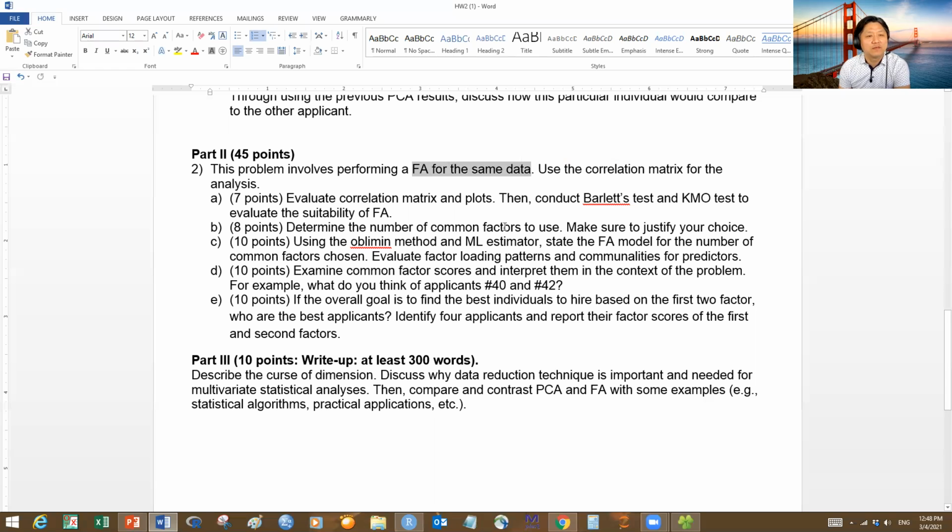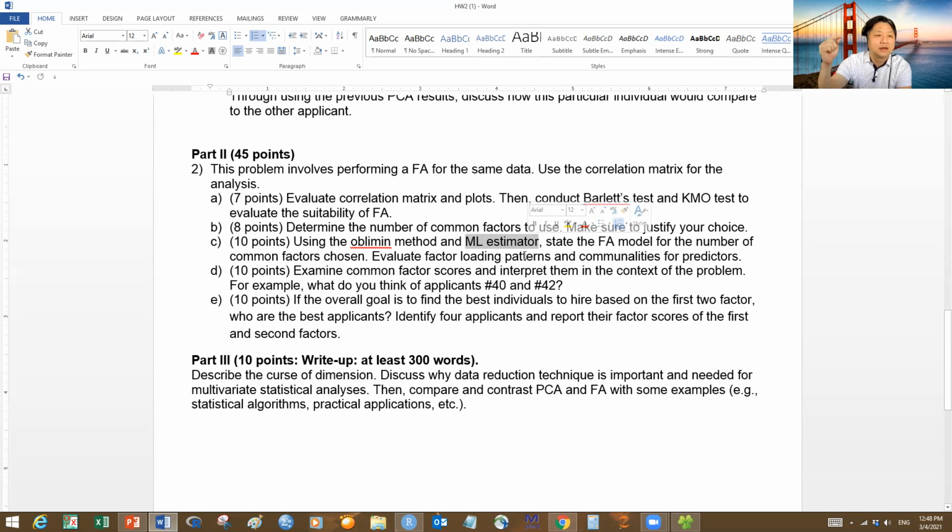Now please run factor analysis. Evaluate the correlation matrix and plot it, briefly describe the result, and then conduct a Bartlett test and a KMO test to evaluate the suitability of factor analysis, and then determine the number of common factors to use. So how many factors do you want to use? 3 factors, 4 factors, 5 factors? Why? Justify your choice, and then use the upper limit method and the ML estimator.